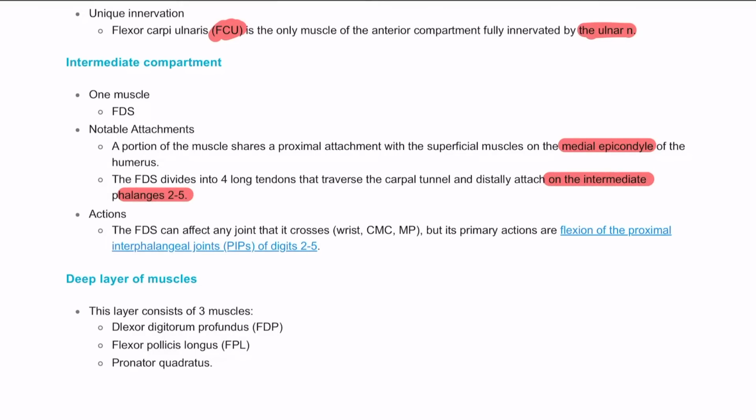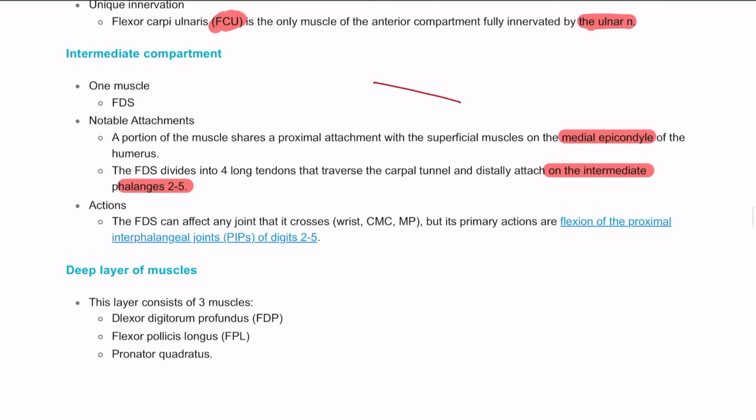But remember that on the insertion, the tendon will divide into two pieces, just like that, and that will be the digitorum superficialis, and the profundus will come in between to insert in the DIP, or the distal interphalangeal joint. So they all flex. This muscle will flex the wrist joint and the metacarpophalangeal joint, and also the proximal interphalangeal joint as well.